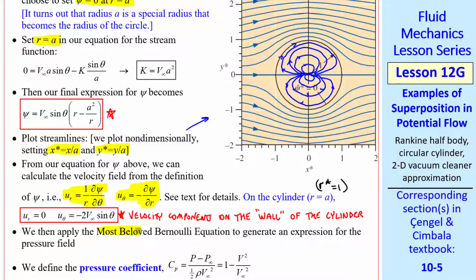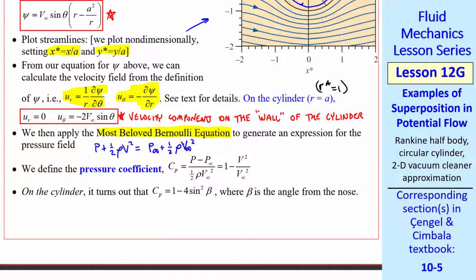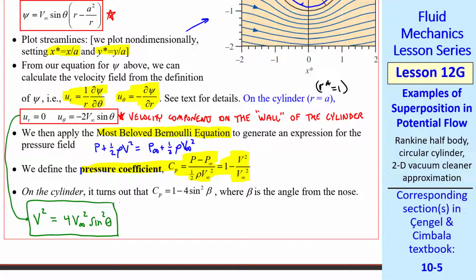To get the pressure field, we use our most beloved Bernoulli equation. Ignoring gravity, Bernoulli is p plus 1/2 rho v squared equals p infinity plus 1/2 rho v infinity squared, where infinity is the free stream conditions far upstream. From this we generate a pressure coefficient, which is a non-dimensional way of expressing pressure. From our velocity field, v squared is 4 v infinity squared sine squared theta. And when we plug that into here, we find that Cp is 1 minus 4 sine squared beta.